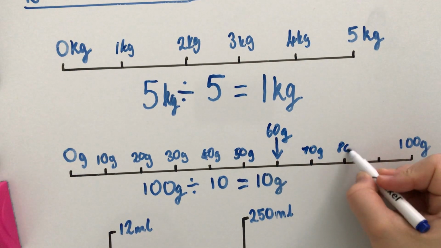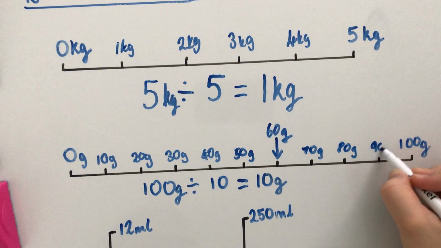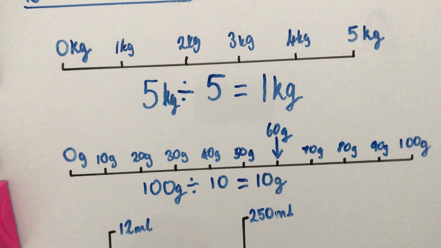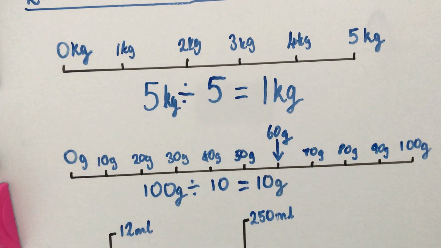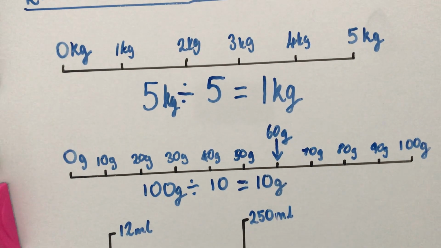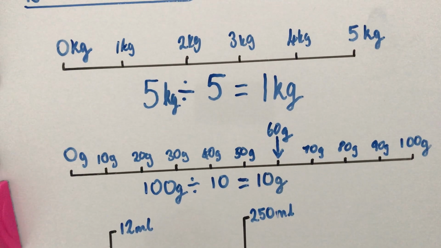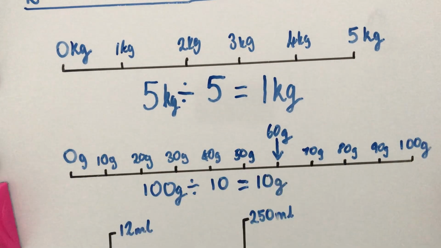70, 80, 90, 100 grams. Fantastic. Now, not all scales go across like this, are horizontal.